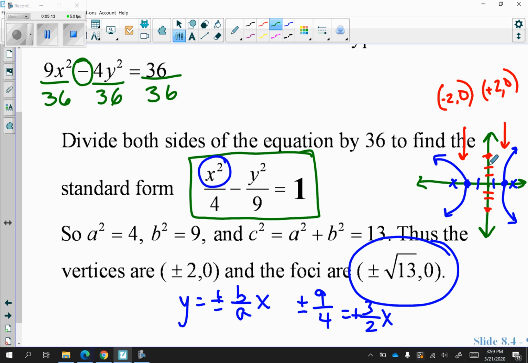I'm going to go up 3 and over 2, going to plot a point. And I'm going to go opposite, so down 3 over 2, plot a point. Same over here, and same over here. I'm going to create a box like so. And then really, my asymptotes are through here and here. And that's how you graph a hyperbola.